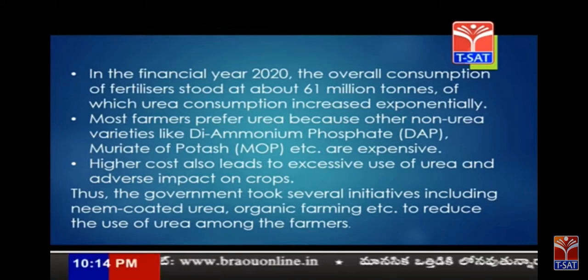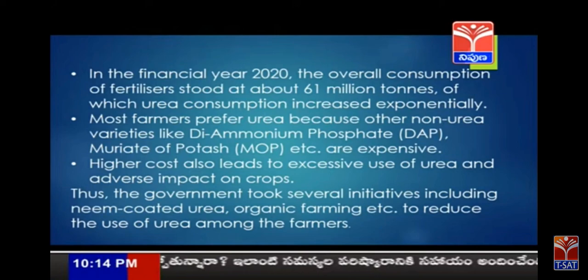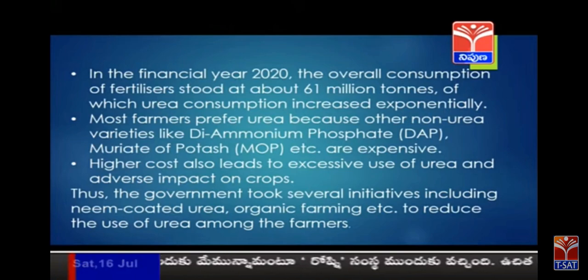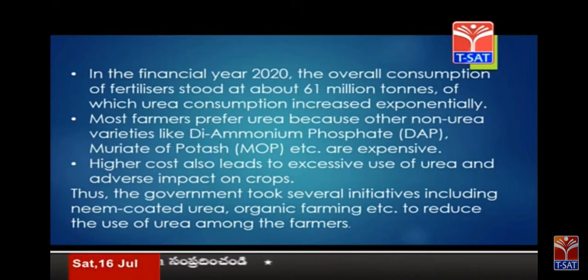consumption increased exponentially. Most farmers prefer urea because non-urea varieties like diammonium phosphate, that is DAP, and muriate of potash, MOP, are expensive. Instead of taking DAP or MOP, most of the farmers use urea only. The higher cost also leads to excessive use of urea and adverse impacts on crops. Thus the government took several initiatives, including neem coated urea and organic farming, to reduce the use of urea among the farmers. So, this is very important.